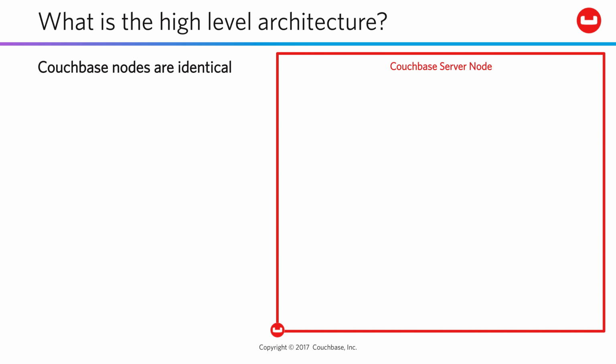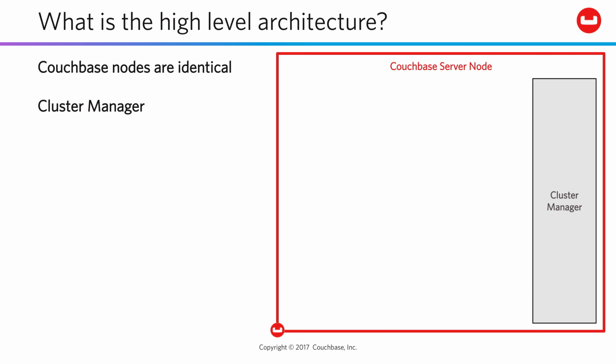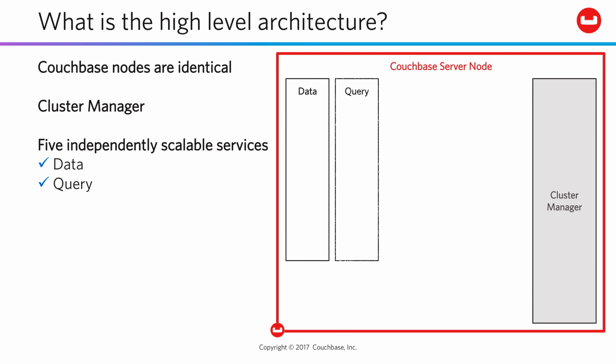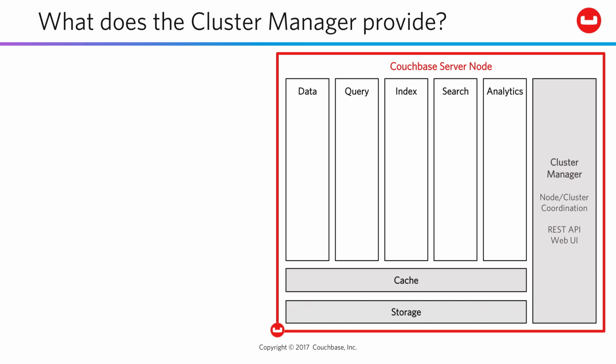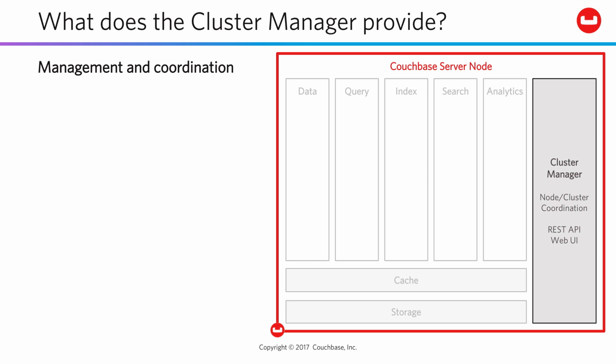At a high level, a node has a cluster manager and exposes 5 services: data, query, index, search, and analytics, which each provide appropriate caching and storage for their role. Now, the cluster manager provides management and coordination among a set of networked nodes.